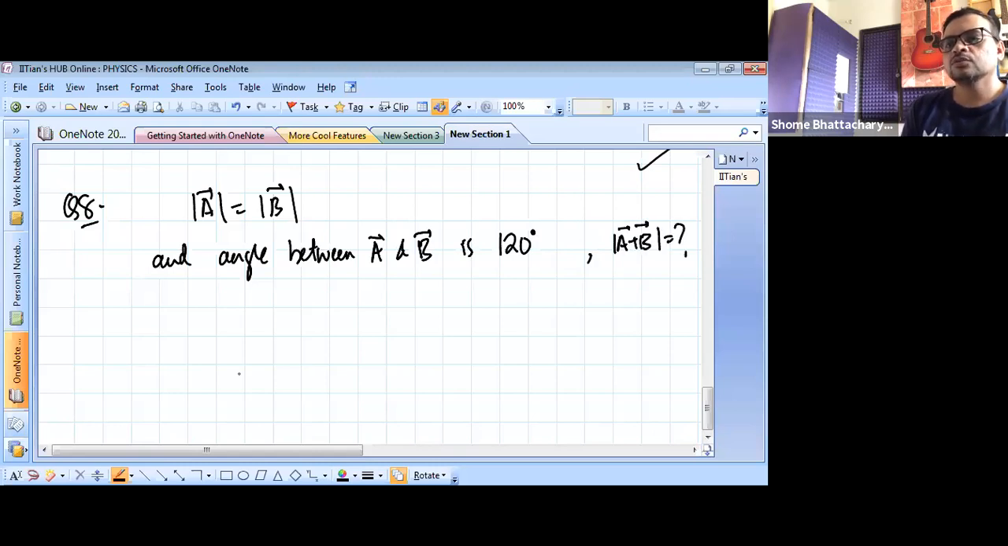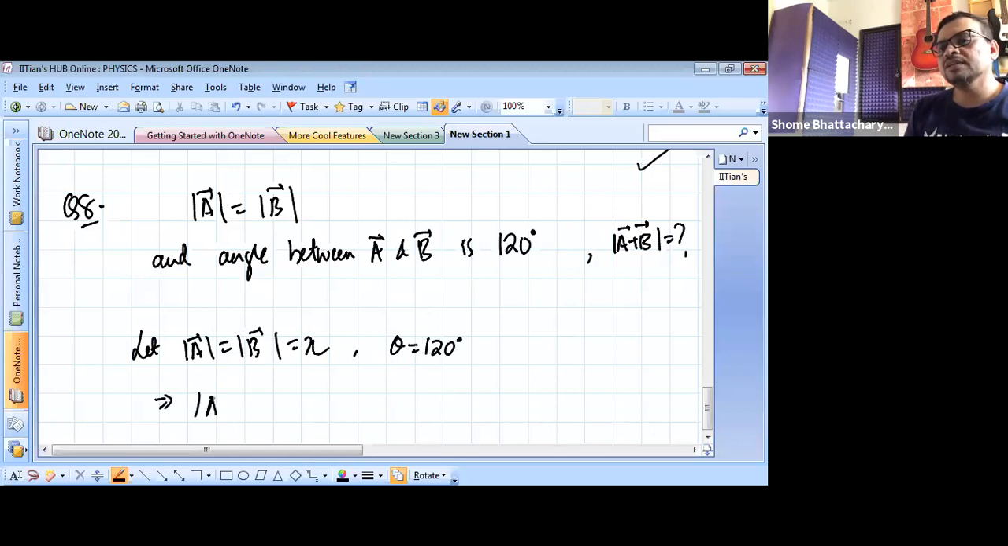Okay. So what's happening here is let's take mod A equal to mod B equal to some unknown value, but they are equal, so they are x. And theta is equal to 120 degrees. So mod of A plus B, we can directly substitute this way. It is root of A square, that's x square, plus B square, that's x square, plus 2 times AB, so that is 2 times x into x into cos 120. So this is what we have to solve now.